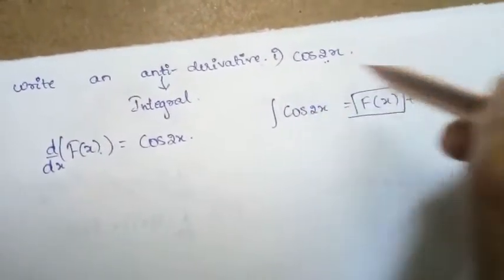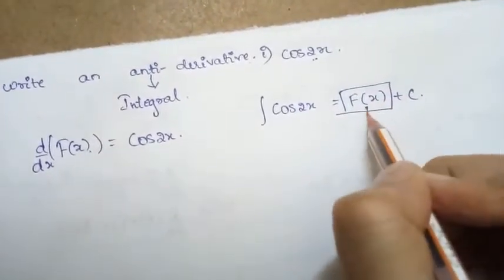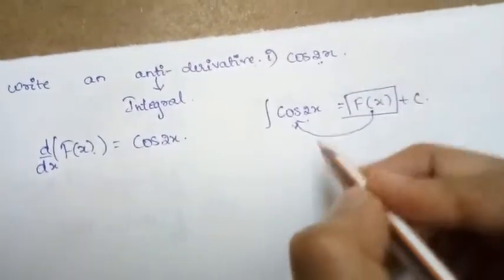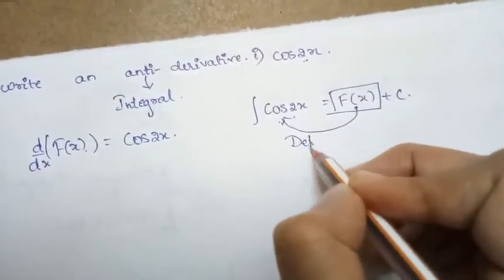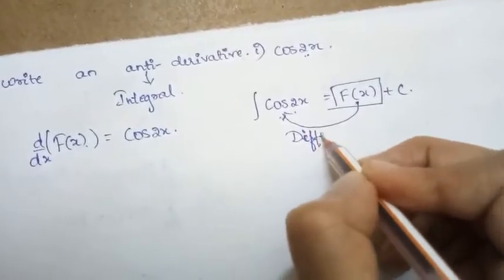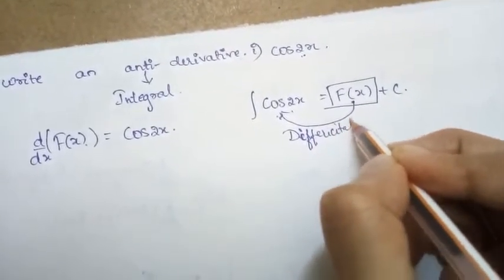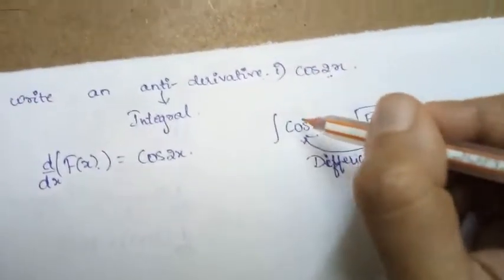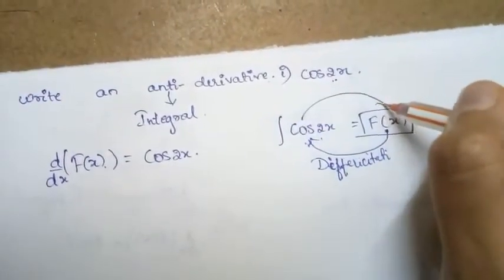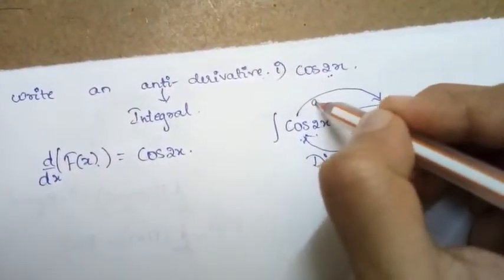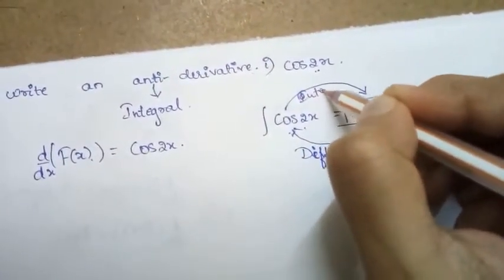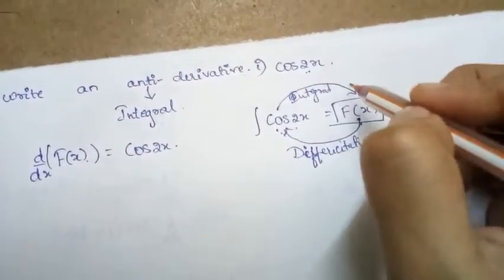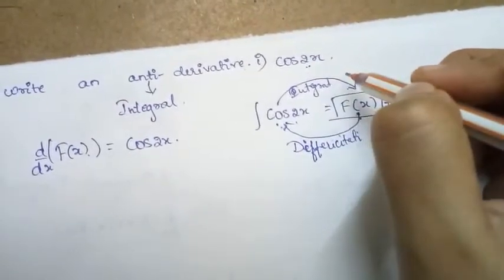If we know the derivative of this function, we get cos 2x; this is called differentiation, and cos 2x is the derivative of f of x. Through cos 2x, if we are finding this f of x, this process is called integration, and finding f of x from cos 2x is called what?